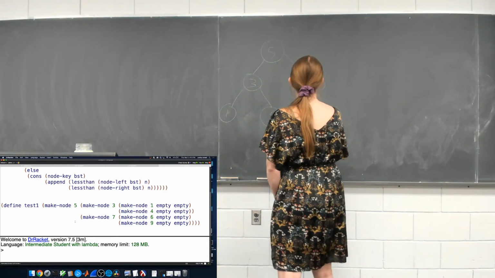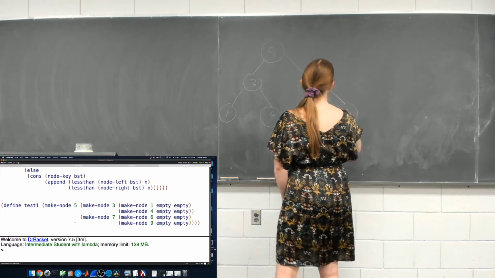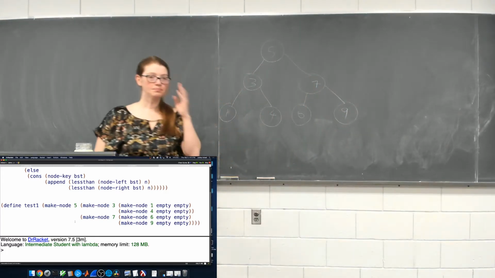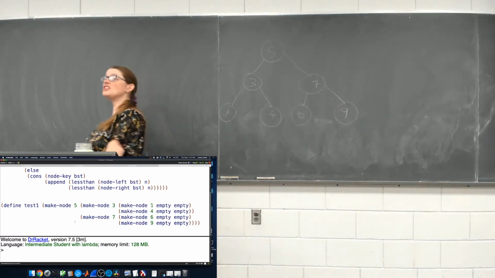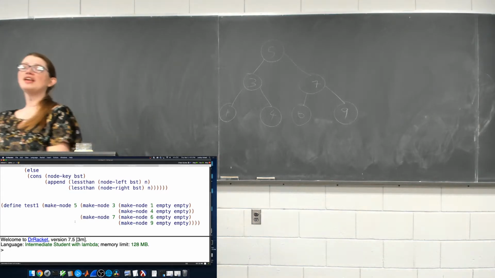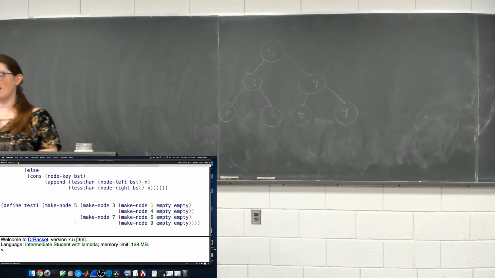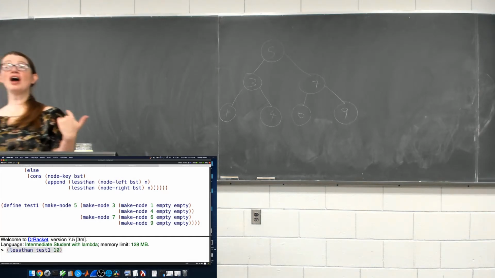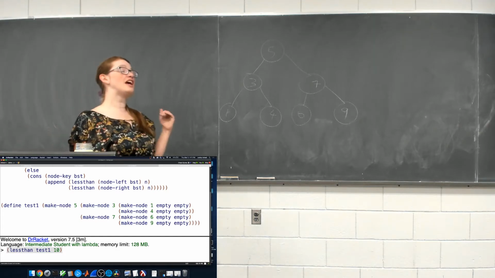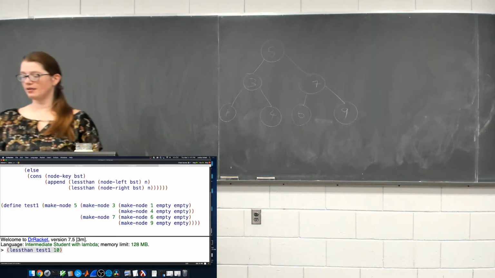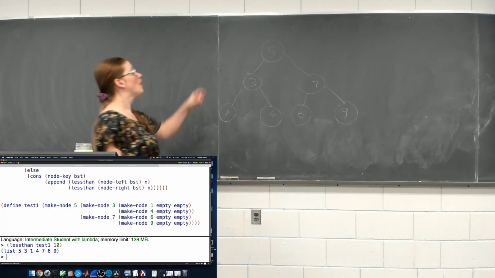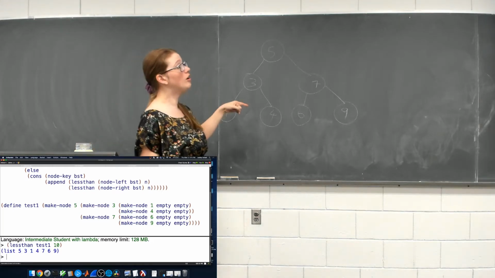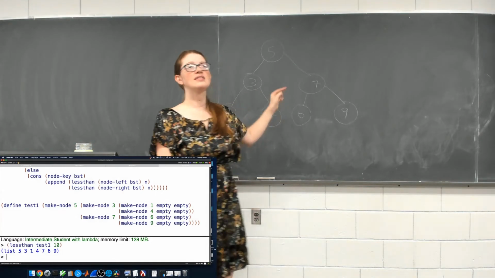7, 6, 9. So there's our tree. So I want to produce the list of all the items in this tree that are less than 10. You and I both know from looking at this tree that we should get a list of all of the elements in the tree. And there we do. 5, 3, 1, 4, 7, 6, 9.